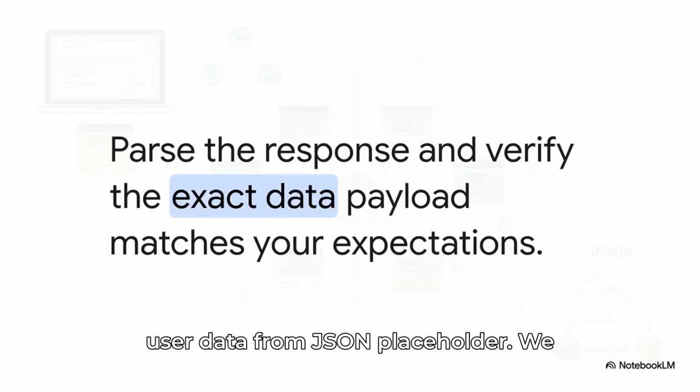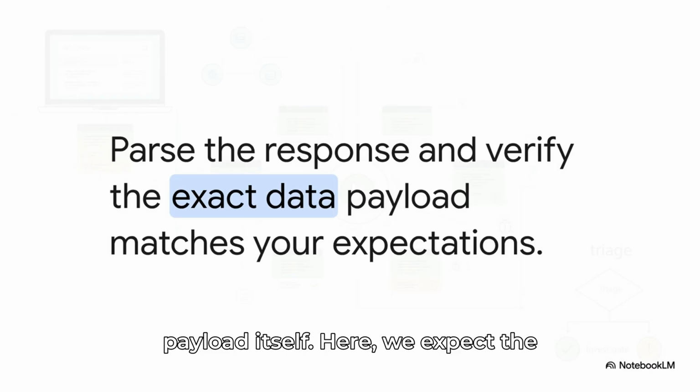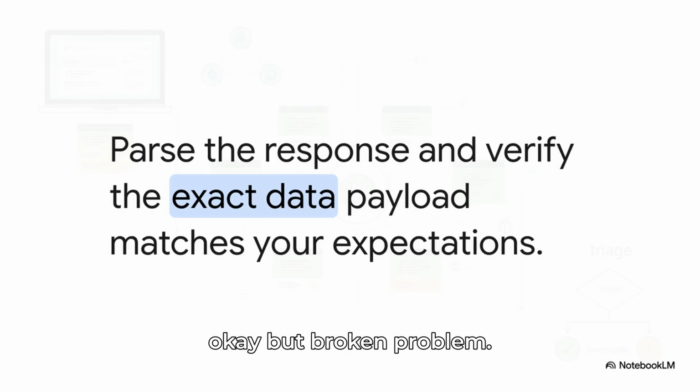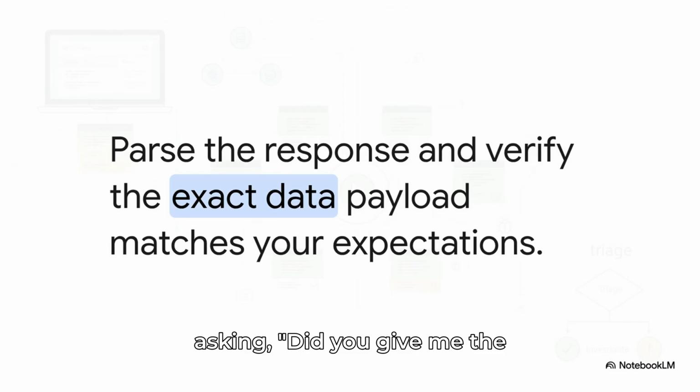Let's say we're pulling user data from JSON placeholder. We parse the response using pm.response.json, save it to a variable we'll call jsonData, and then we actually verify the data payload itself. Here, we expect the ID field within that data to equal 1. This totally solves our 200 OK but broken problem. We aren't just asking, hey, are you there anymore? We're asking, did you give me the exact data I requested, and did you do it in under half a second?